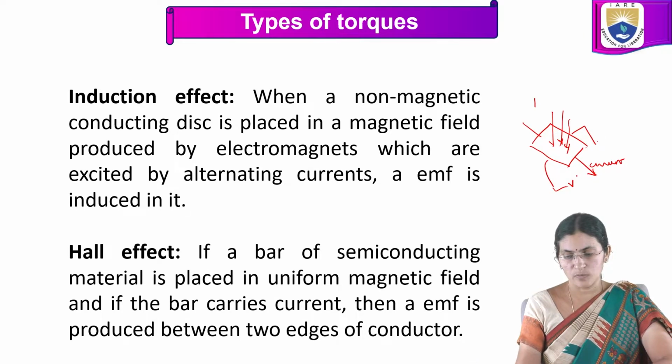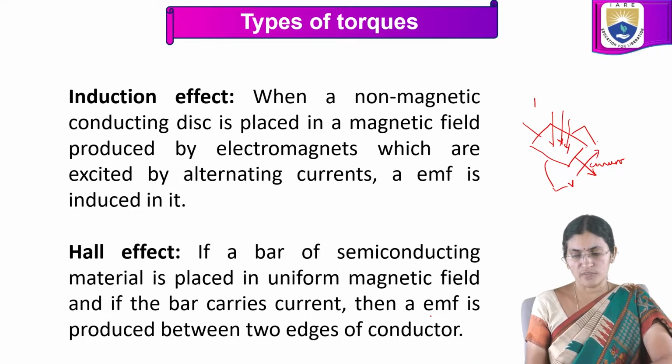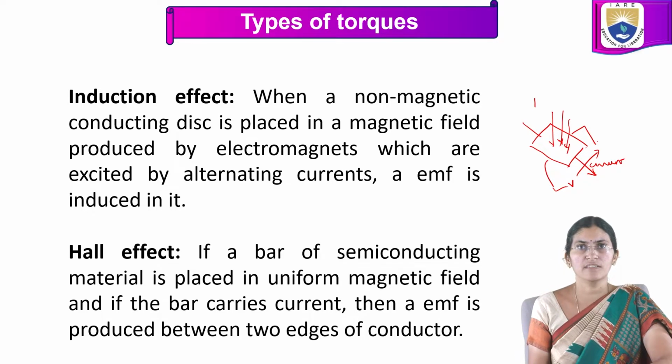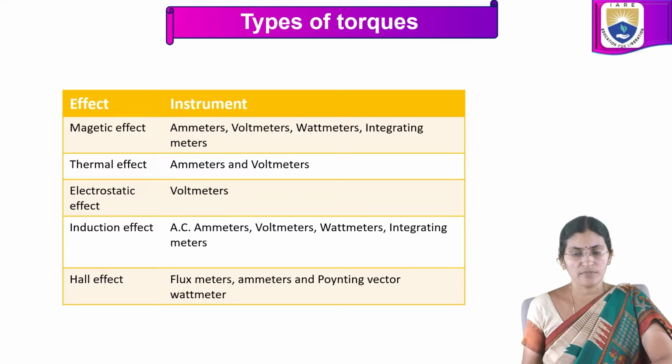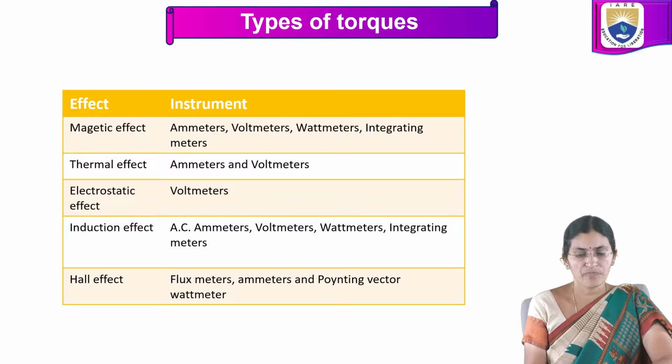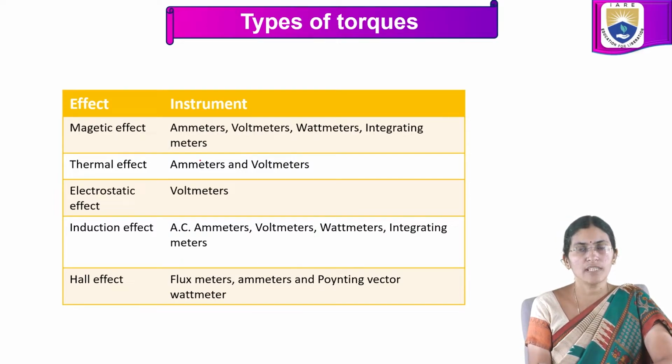So here we have the voltage induced at the two edges of the conductor. This effect is utilized in pointing vector meters, etc. So these are the various effects by means of which deflecting torque is produced. Let us see the instruments where these different effects are available or present.